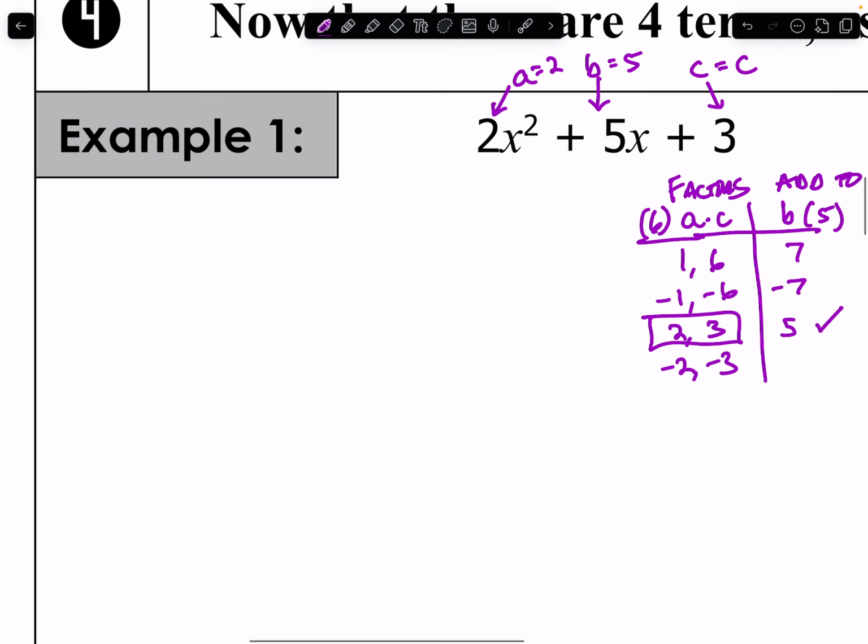Now, here's where it gets different. You can't just go straight to your answer with the 2 and the 3.